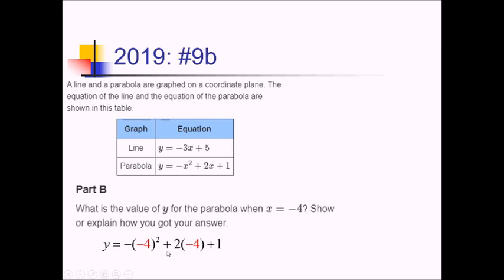We're going to take care of this negative 4 squared first. This is going to be 16, but we have a negative out front, so this is negative 16. Then we've got minus 8, and then finally plus 1. So this is going to be negative 24 plus 1, which is negative 23.